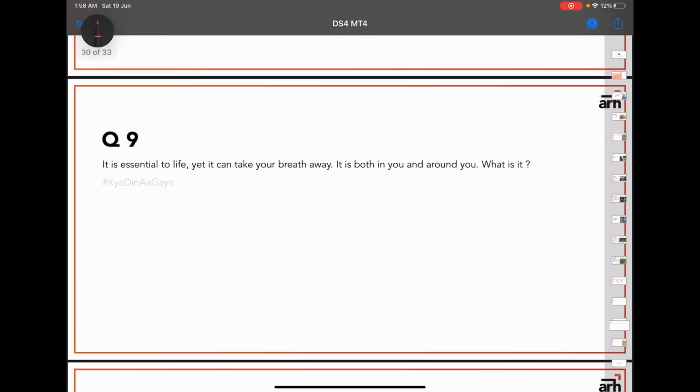Then question number 9 is a puzzle. It is essential to life, yet it can take your breath away. This is an important term. It is both in you and around you. What is it? So the answer for that is water. I think a lot of people have been asking about the puzzle type questions, and I have only one suggestion for that. Just keep an open mind. Just keep an open mind, and these things are not very difficult if you can think with an open mind, and the answer should be clear right away. So the answer to this is water.